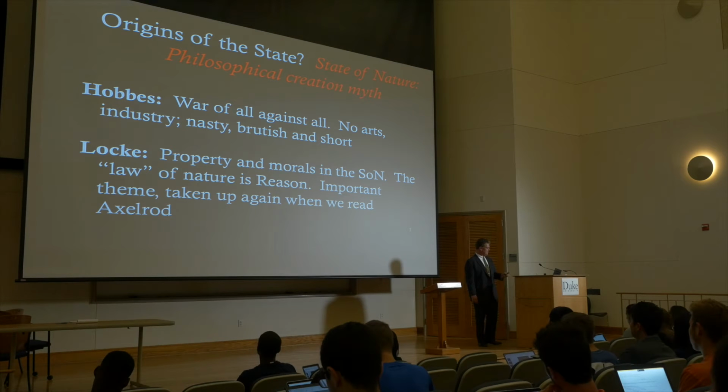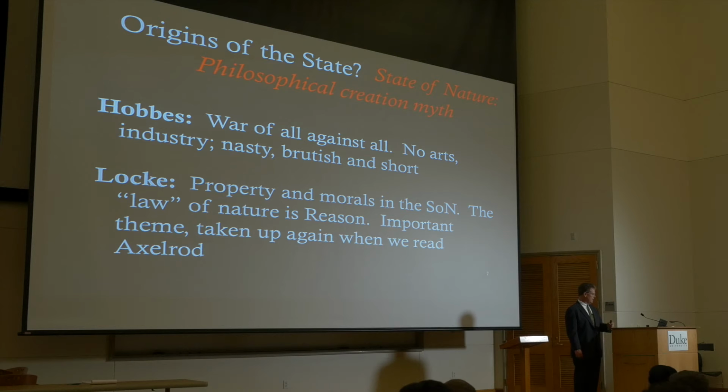Hobbes, as you remember, said that it would be a war of all against all. No arts, no industry, nasty, brutish, and short would be human life. John Locke thought that there were property and morals as a basis of reason in the state of nature. The law of nature then is reason. And when we do some other readings later in the semester, we're going to ask the question, could you justify a state just in having people obey the laws that they reach by reason without any coercive consent?